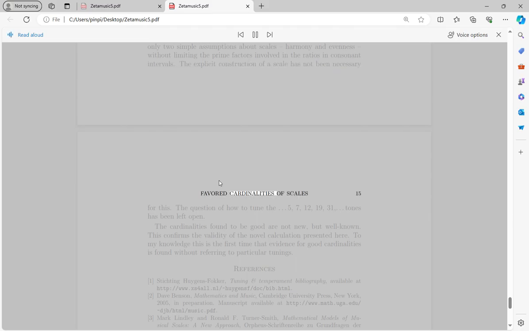Favored cardinalities of scales, 15. For this, the question of how to tune the 5, 7, 12, 19, 31 tones has been left open. The cardinalities found to be good are not new, but well known. This confirms the validity of the novel calculation presented here. To my knowledge, this is the first time that evidence for good cardinalities is found without referring to particular tunings.